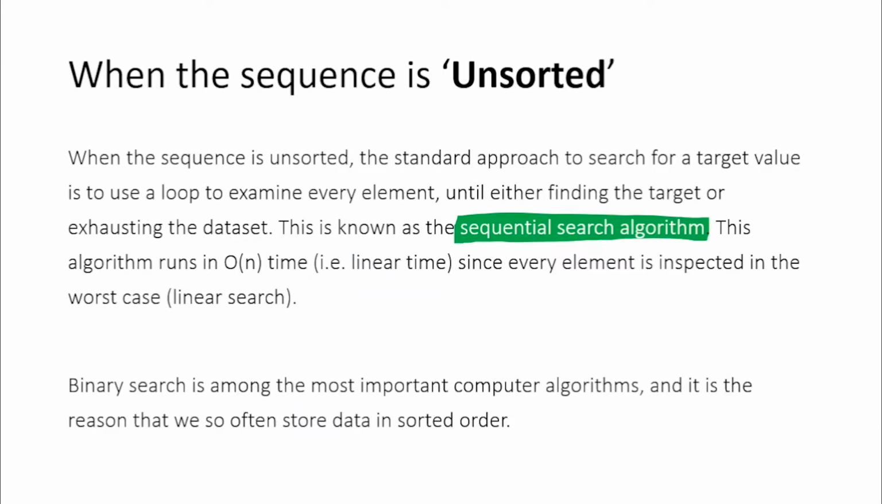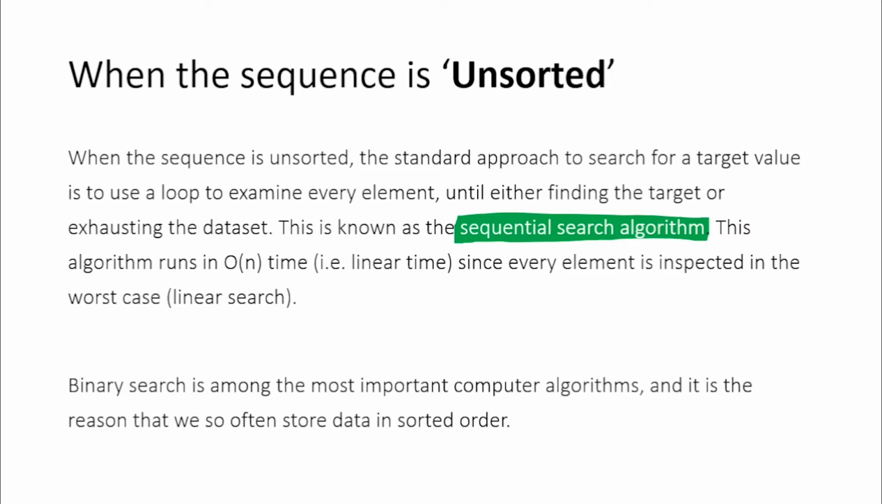Okay, so now when the sequence is unsorted, the standard approach to search for a target value is to use a loop to examine every element until either finding the target or exhausting the dataset. This is known as the sequential search algorithm. This algorithm runs in linear time complexity, since every element is inspected in the worst case, which is linear search.